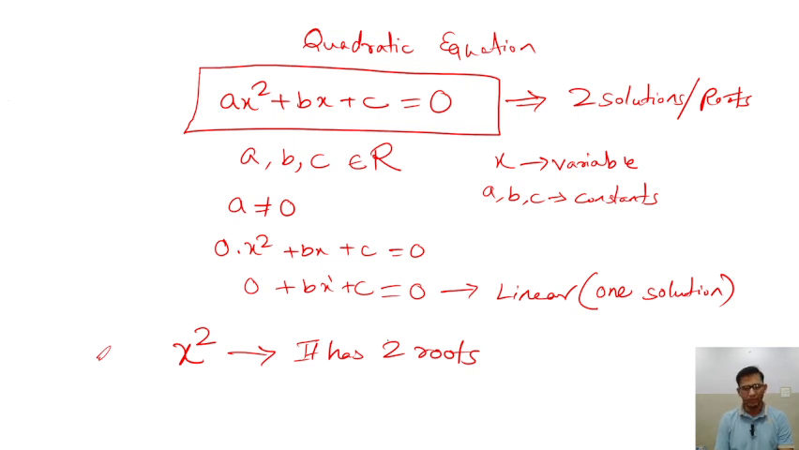Now we are going to learn. Suppose I say x square equal to 4. Is this a quadratic equation? Yes, it's a quadratic equation because the highest power of the variable is 2. And if it is a quadratic equation, it must give two solutions. Therefore, we can say that x equal to plus or minus 2.